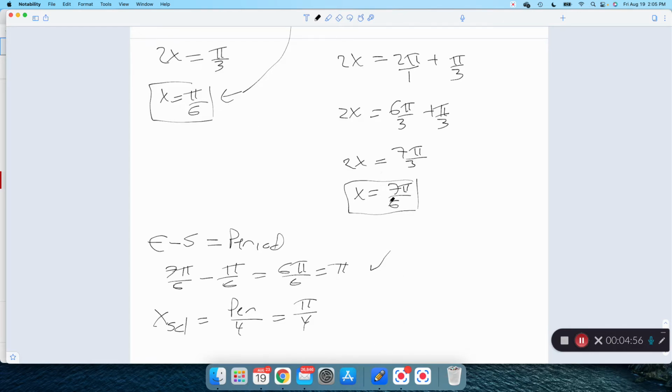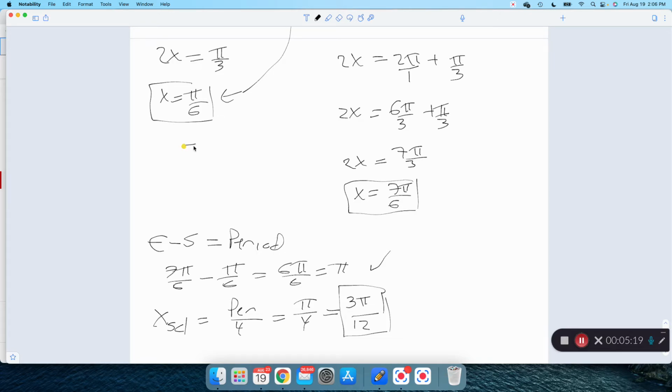So I'm going to make all three of these denominators, even the period, everybody over 12, so that I'm working with the same fraction. To get from 4 to 12, I have to multiply top and bottom by 3. So that's what I'm going to be counting by, 3 pi over 12.